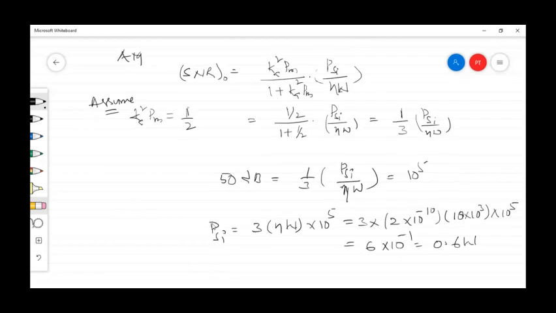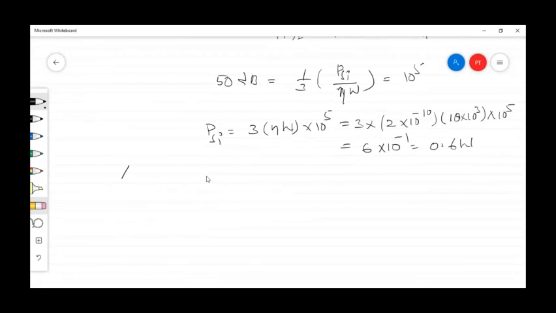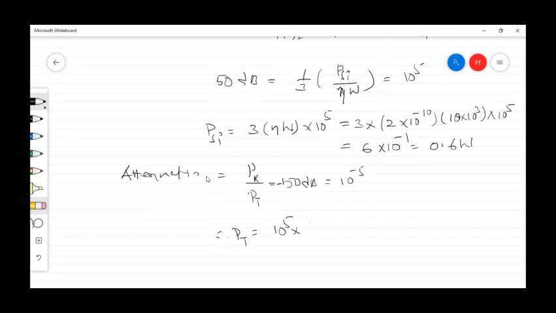Okay. Once you have this, the same attenuation equals received power by transmitted power, which is 50 dB, and it equals 10 power minus 5. Therefore PT equals 10 power 5 into PR. PR is simply equal to 0.6 watt. So it is 0.6 watts.